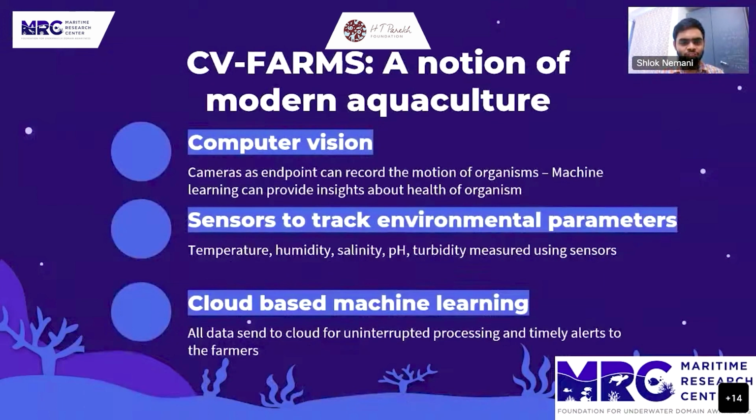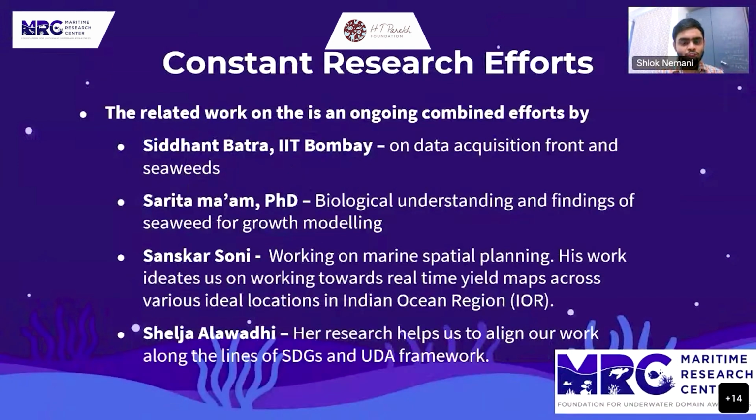So this is the notion of a final CV farm which we are looking at. It tries to integrate computer vision, sensors to track the environmental parameters, and cloud-based machine learning so that there is uninterrupted processing of the data and timely alerts are sent to the farmers. So this does make use of IoT devices. This does bear some fixed cost that needs to be borne by the cultivators or some organizations. But yeah, this improves the whole ecosystem of aquaculture, which we are looking at in terms of a modern aquaculture as a non-conventional approach.